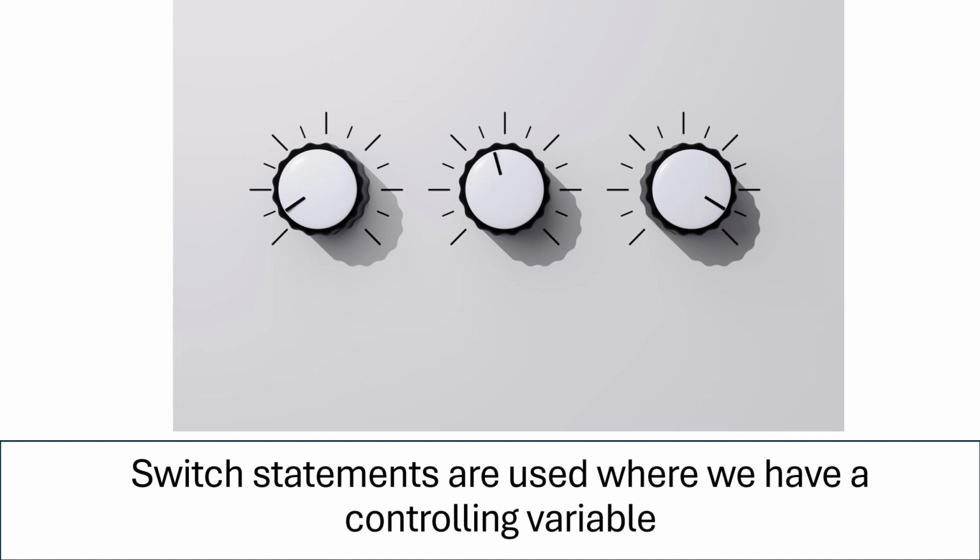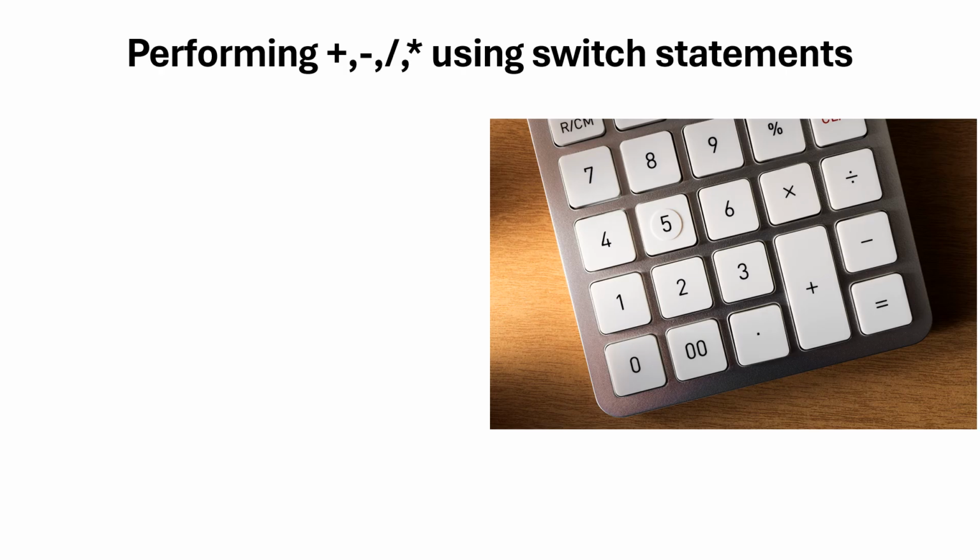We use switch statements in conditions where we have a controlling variable. That is, on the basis of a single variable, we have to decide different conditions. Let's discuss it in an example. So our next example is to calculate the arithmetic operations using switch statements.